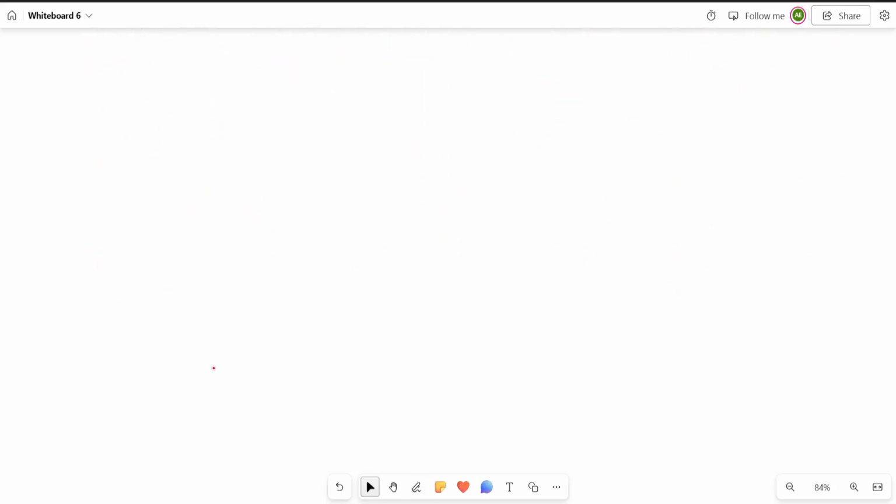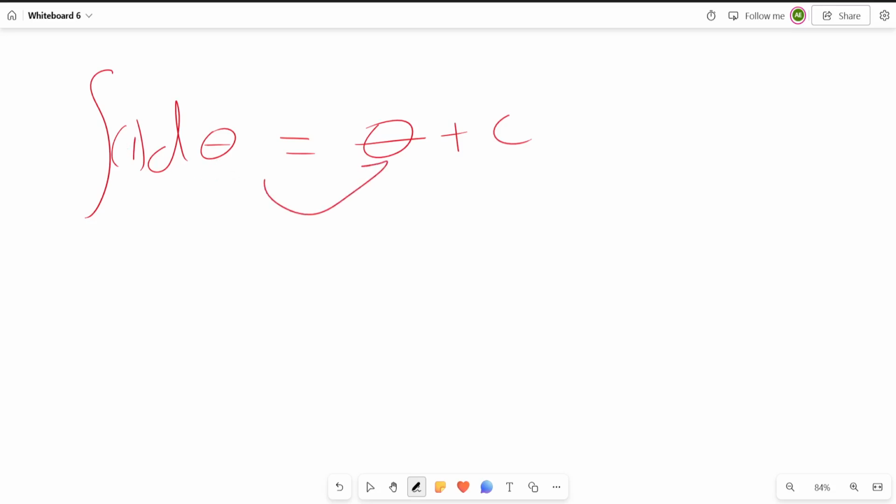Right. Let's say we have something like this, integration of d theta. So this is basically integration of 1 with respect to d theta, and we know integration of a constant is basically just the letter we're integrating with respect to. So this is going to be theta plus c, because integration of 1 with respect to theta is theta.